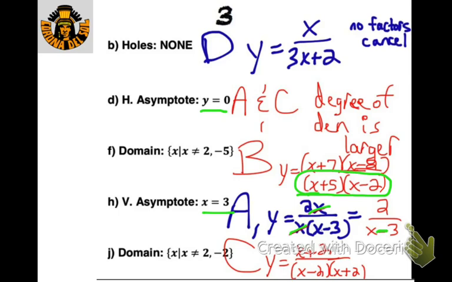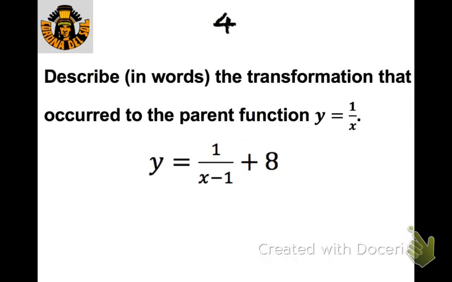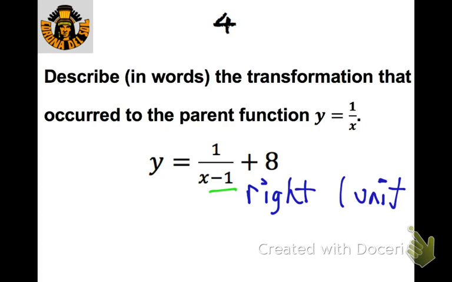And then this j one, the domain that can't be 2 or negative 2, you can tell it's function c, because it has the x minus 2 and the x plus 2 on the bottom, and that causes division by 0, so you can't have that, so that's why that's the correct one. All right, describe in words. You can tell this one here has an x minus 1, and that's what makes it go right 1 unit. And then it has the plus 8, so that means it goes up 8 units.